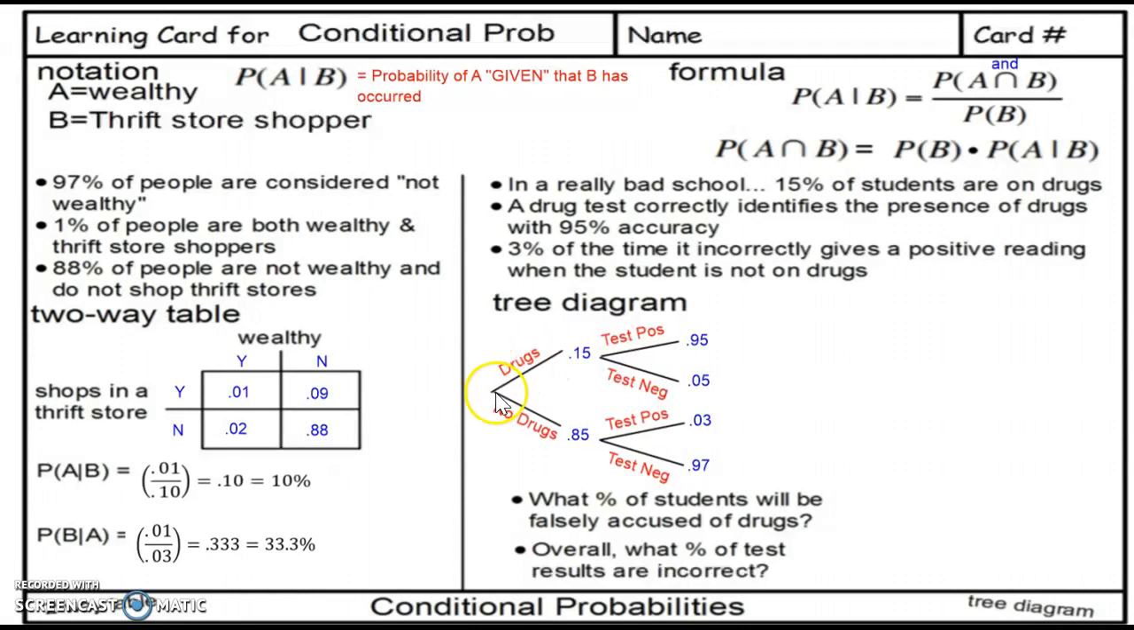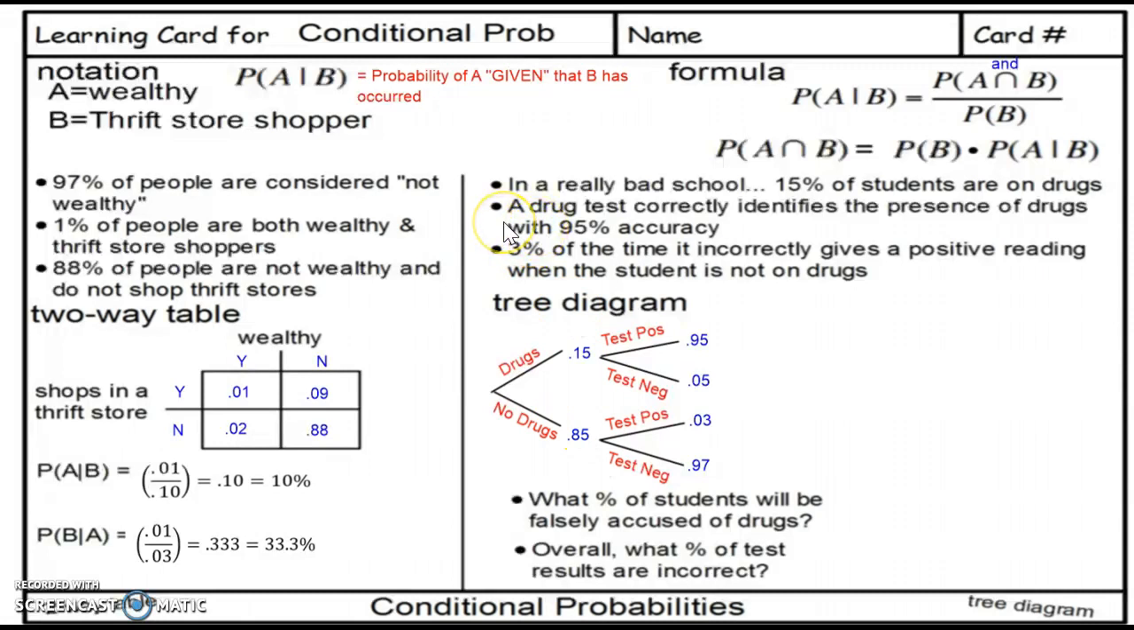So what we can see is that we have the entire population of the school, and there are people that are doing drugs and people that are not doing drugs. So drugs and no drugs. Now it tells us up here that 15% of the students are on drugs. So on drugs is 15% chance. No drugs is an 85% chance.